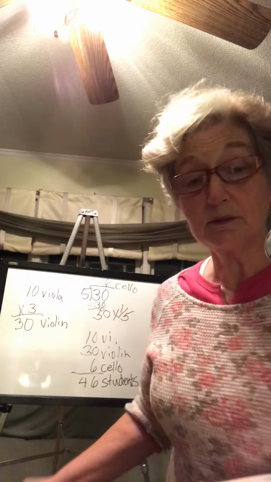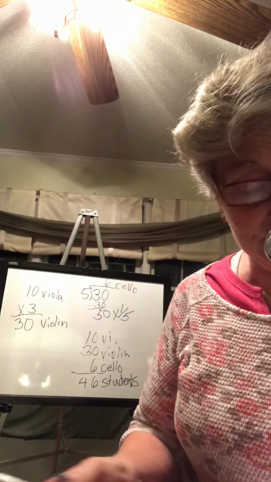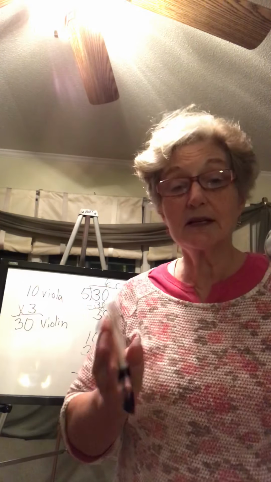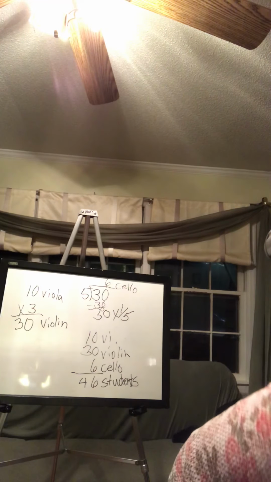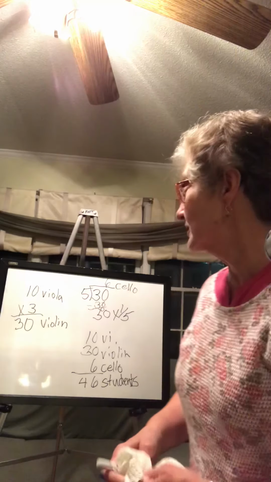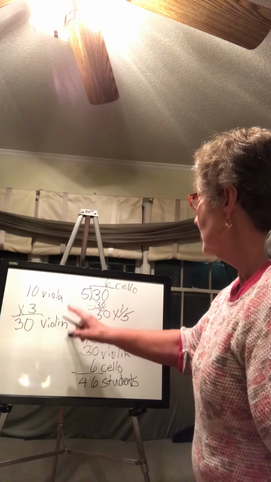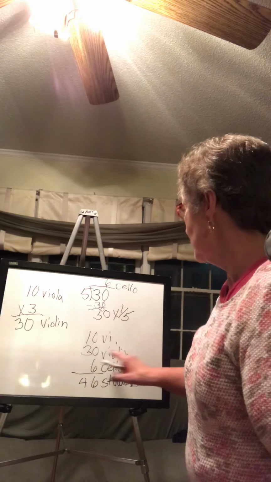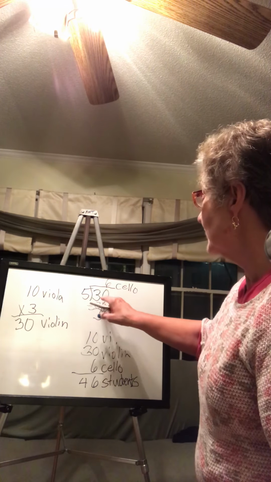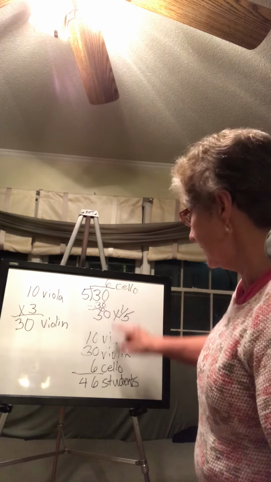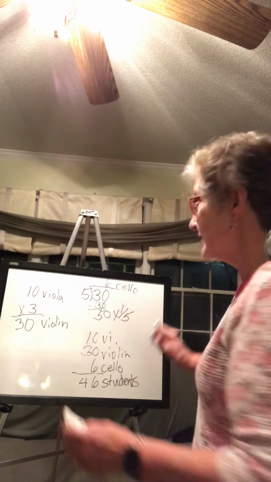So there you go. That one was a 3-step problem. But I know you know how to do your story problems. You'll get this. So 3 steps: viola to violin, so 10 viola, 30 violin. Then 1/5 of the violin makes 6 cello. 46 students.